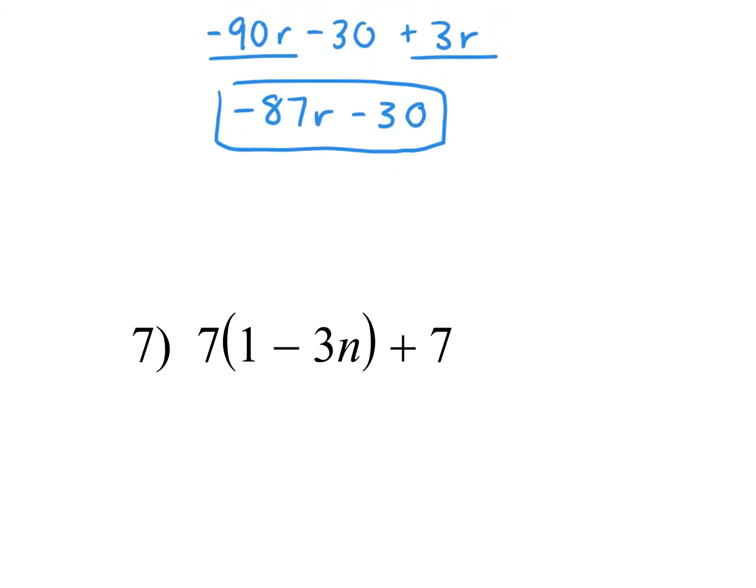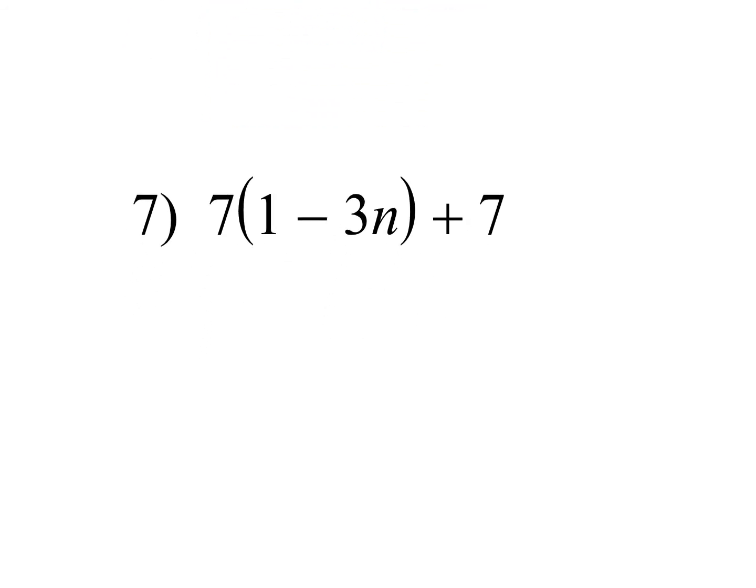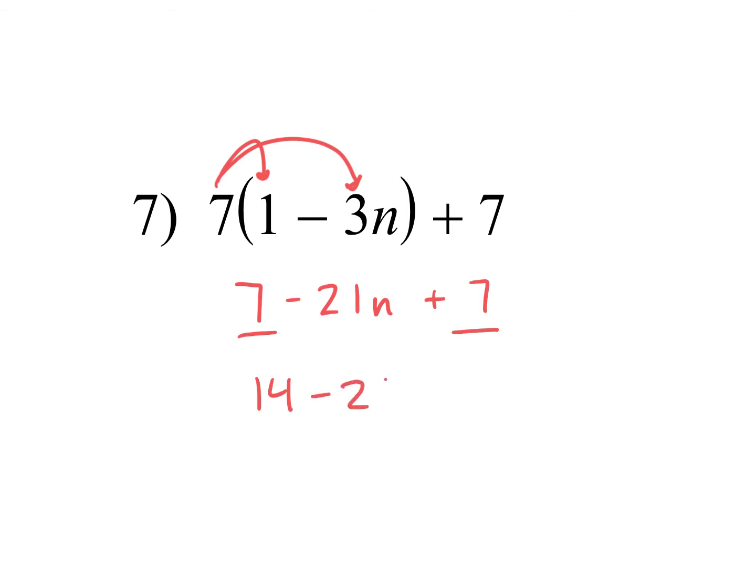All right, let's do number 7. What should I do first? Distribute. So distribute the 7. 1 times 7 is 7. What's negative 3n times 7? Negative 21n plus 7. Do I have any like terms that I can combine? 7 and 7. What's 7 plus 7? 0. Oh, I mean 14. So 14 minus 21n. And that's my answer.